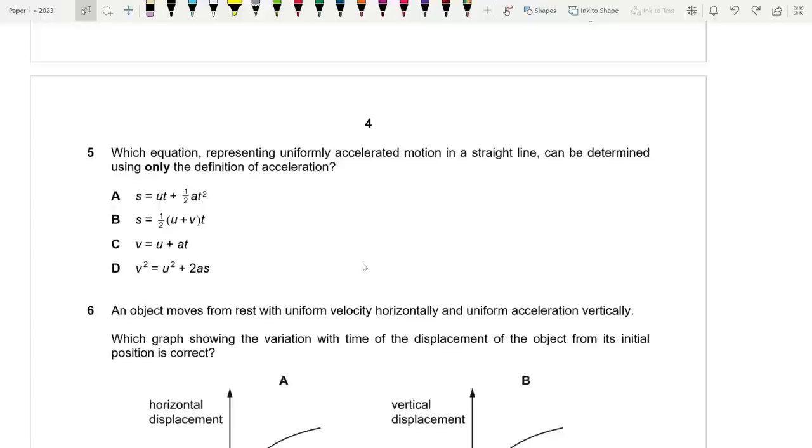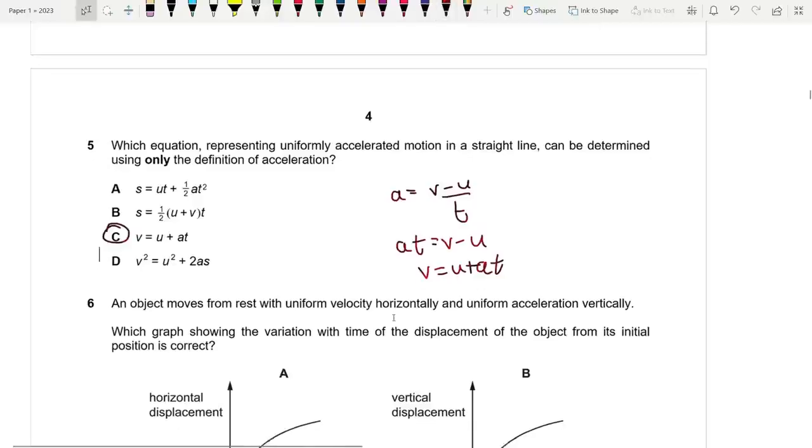Okay, so acceleration is defined as the rate of change of velocity. So a is equal to (v minus u) by t, or at is equal to v minus u, or we can just say that v is equal to u plus at. That is simply it. So 5 is C.